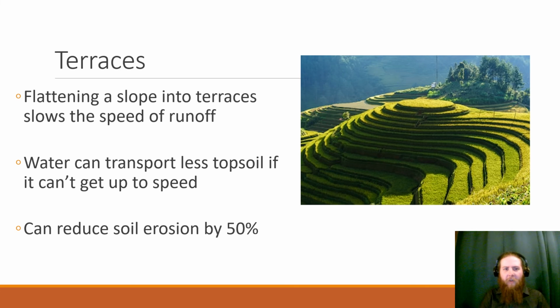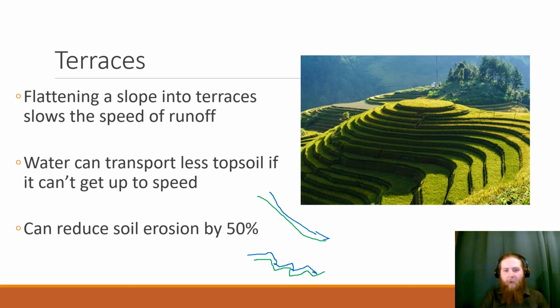Terraces are used. We're flattening slopes here to slow the speed of runoff. So instead of just flowing freely down the hill, the water has to come to each terrace. It has to come, drop down, go up, drop down, drop down. This slows down and increases the area that this water has to run, giving these plants more time to catch it and absorb this water.